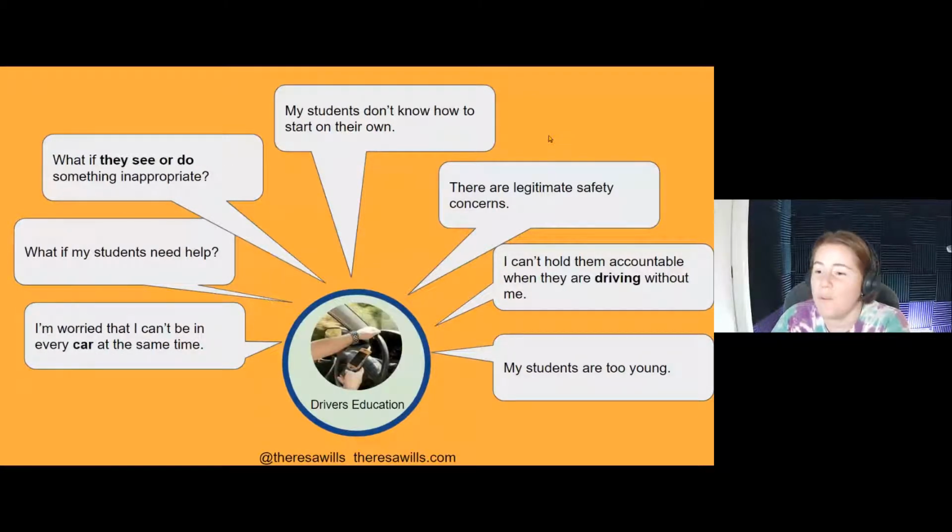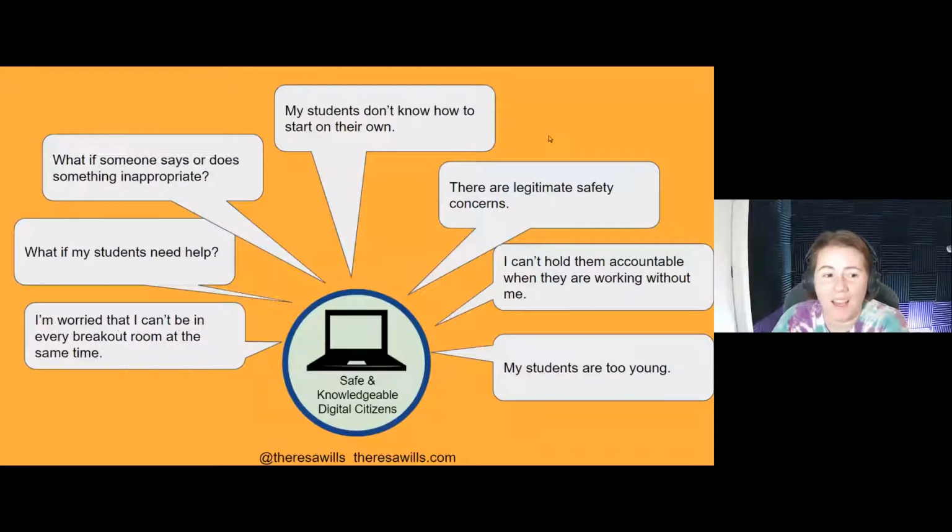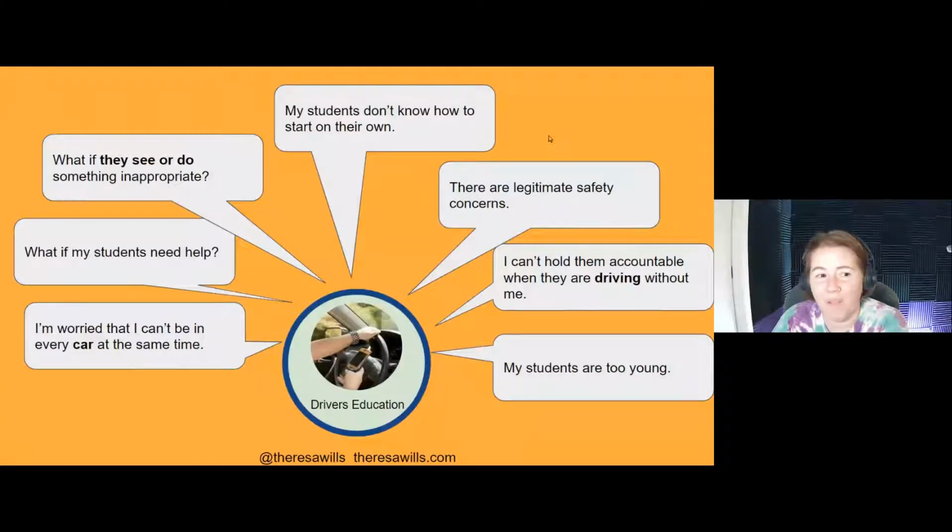We do worry that we won't be in the same car with them all the time. What if they need help? What if they do something inappropriate? What if they don't know how to start on their own? And more. But we do it anyways. And we do it for a very purposeful reason, and it's that we can provide a structured and safe environment for students to make mistakes and learn.